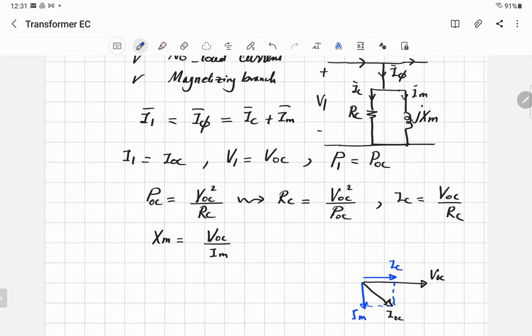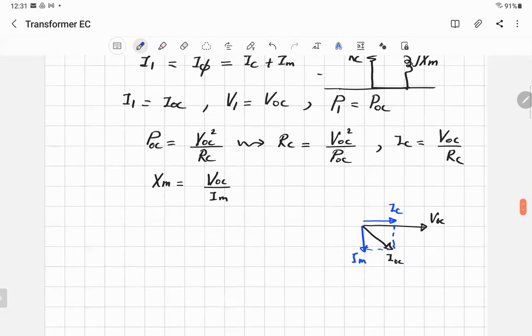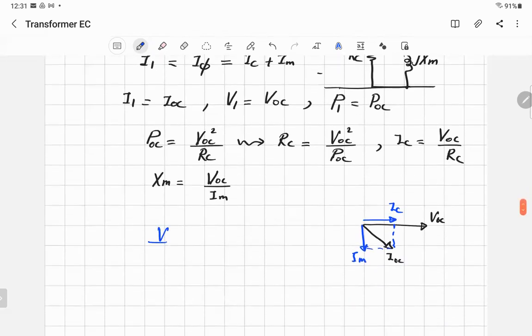Why? Because if you divide voltage by jXM, let me just show you one example with just numbers. If you have 100 divided by j10, what do you get? Minus j10. It means 10 at negative 90 degrees. Here you go. So how can you find IM? Well, you know from this graph that I open circuit is equal to the square root of IC squared plus IM squared.